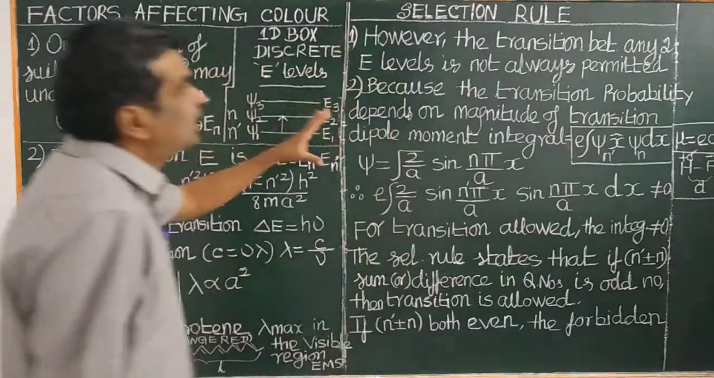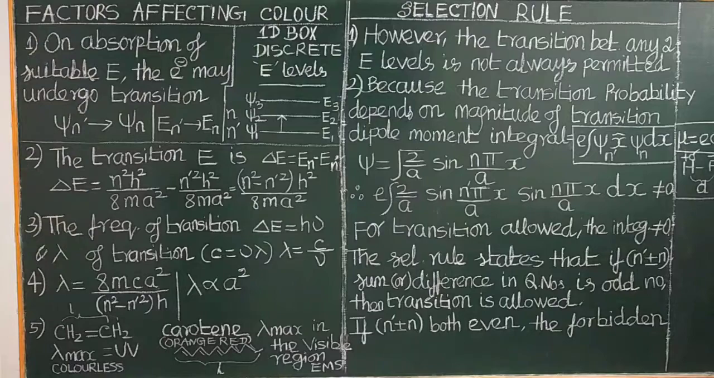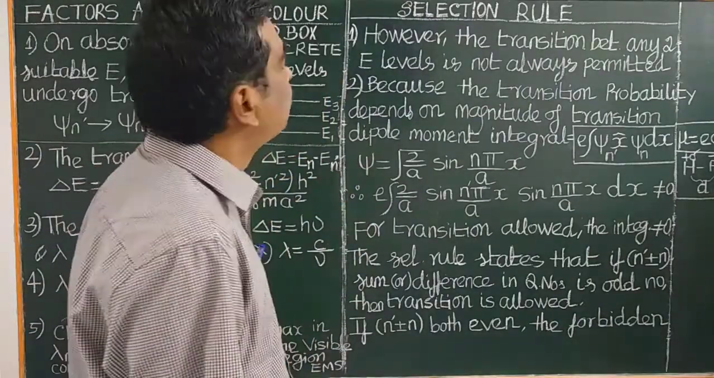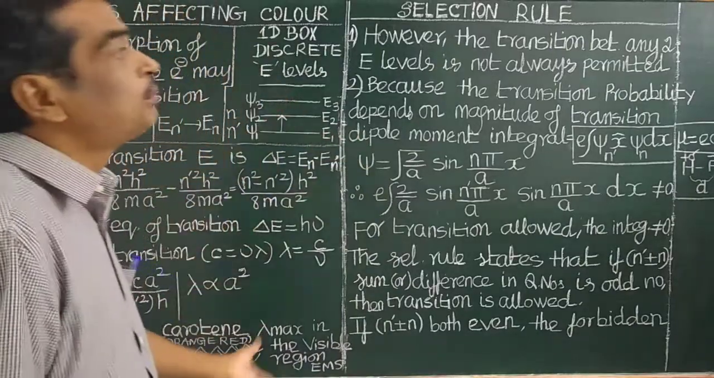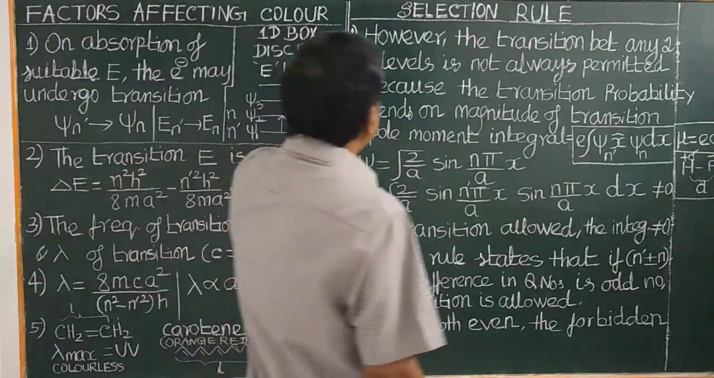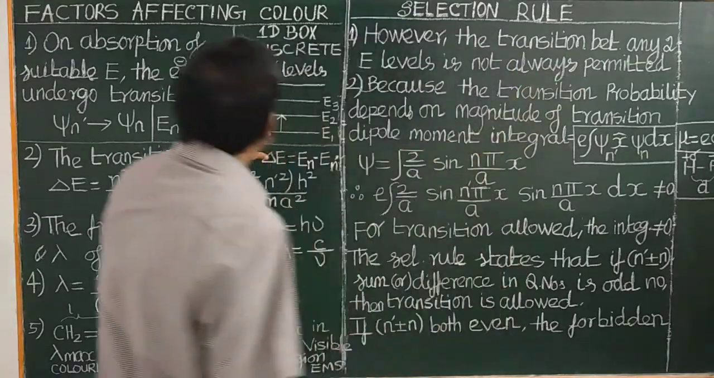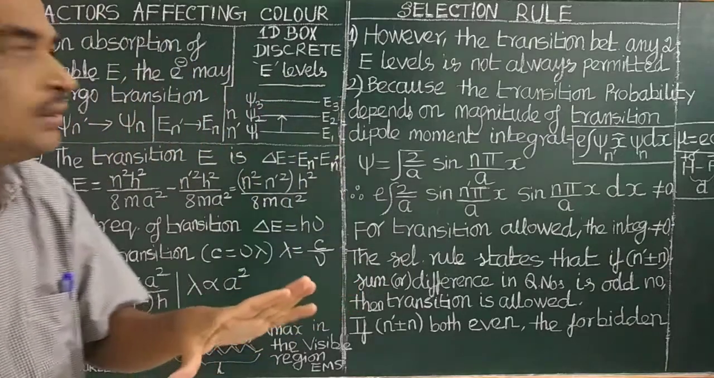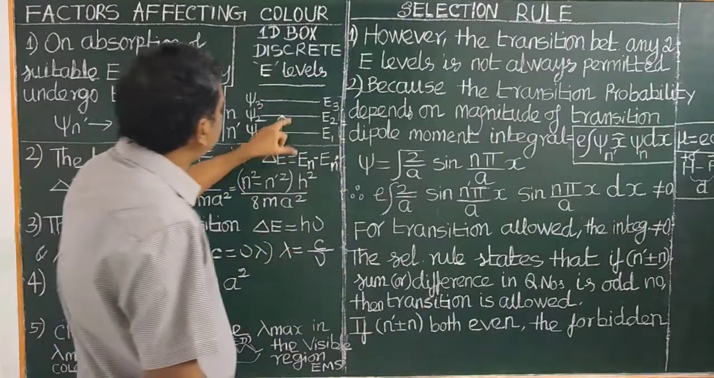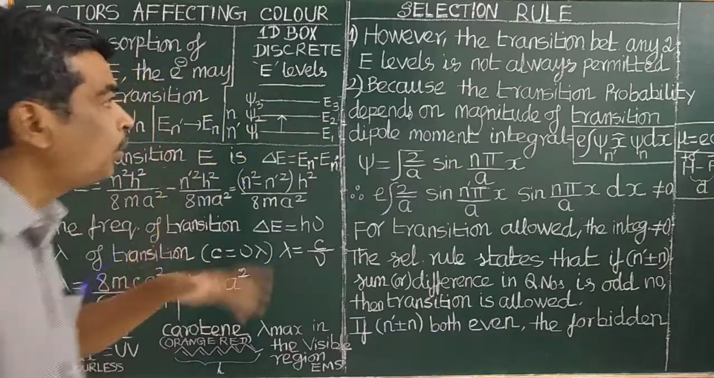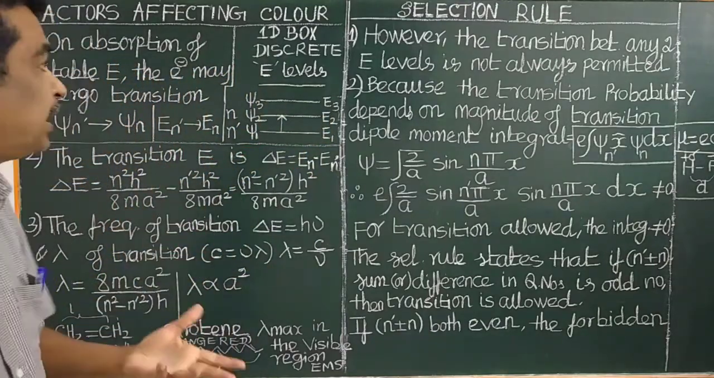Let us now obtain the selection rule. What is the selection rule for one-dimensional box? We will derive it mathematically. However, the transition between any two levels is not always permitted. See, E1 to E2 is permitted. E1 to E3 is not permitted. How is it proved mathematically?